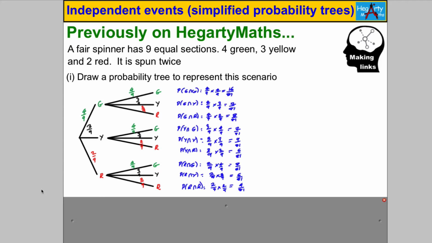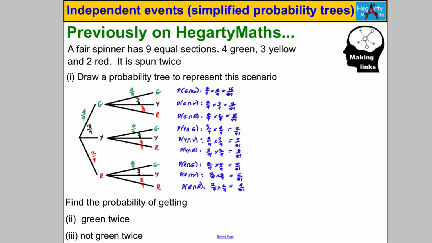Now, subsequent to that, you can be asked questions, and the questions may be something like the following. What's the probability of getting a green twice? Well, you can look up here and you can see the probability of getting a green and a green is 16 out of 81.